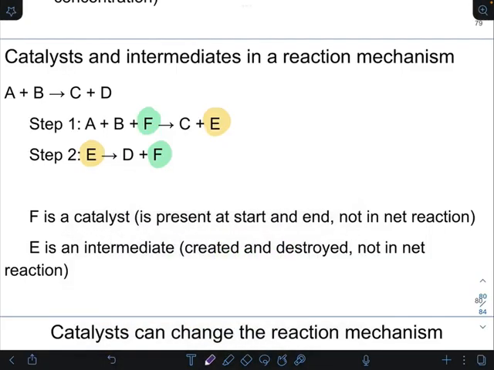F is present at the beginning. It is regenerated by the end. So this is considered a catalyst. Whereas E is something that is created in one step, destroyed in the other step. And so this is an intermediate. Both get canceled out. Catalyst was there from the beginning. Intermediates are made.